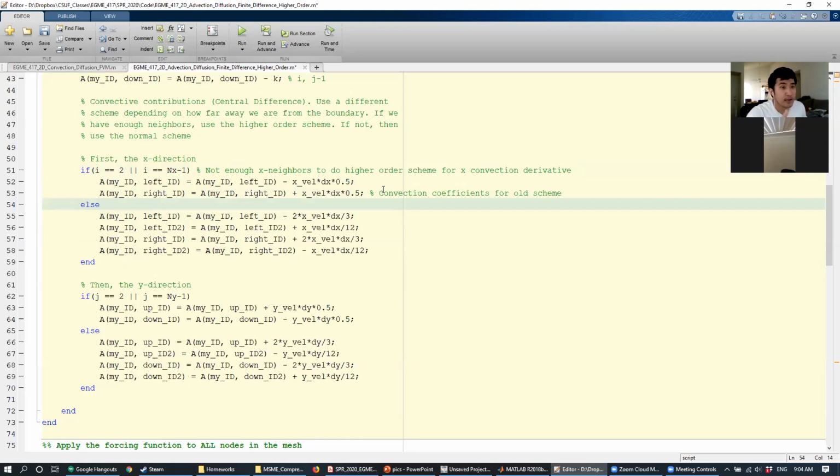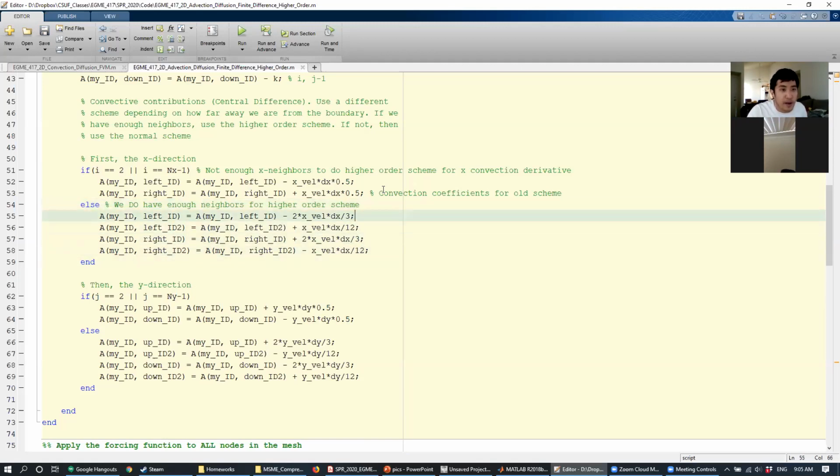So if that's not the case, if we're not on this inner ring next to the boundary, then the only thing that's left is that we do have enough neighbors. And if we do have enough neighbors, then we can go ahead and apply our higher order scheme. You can see here, there are 4 lines of code.